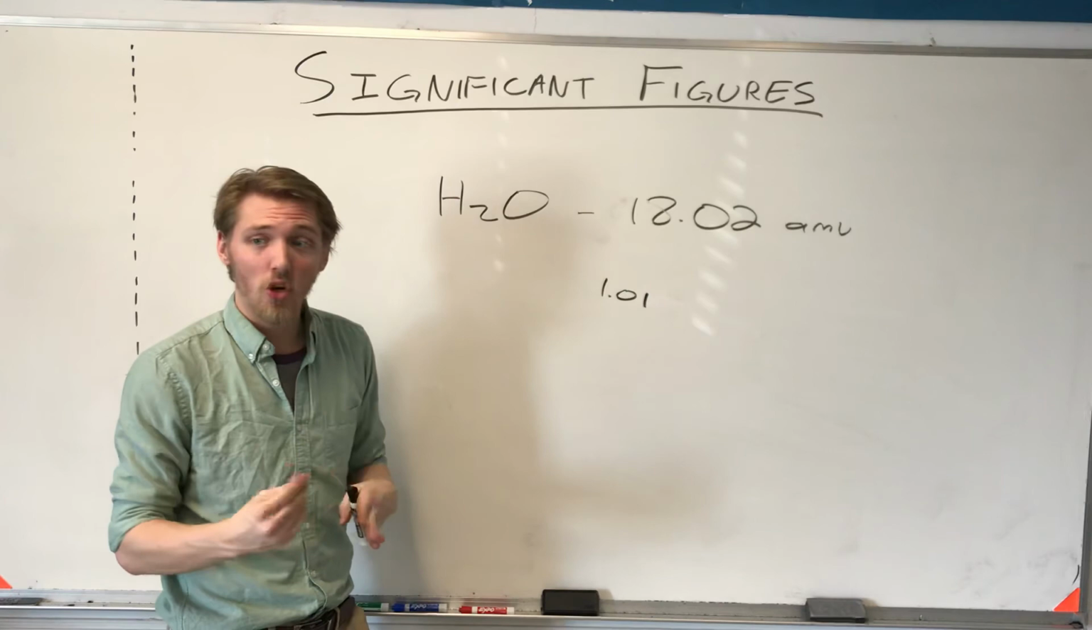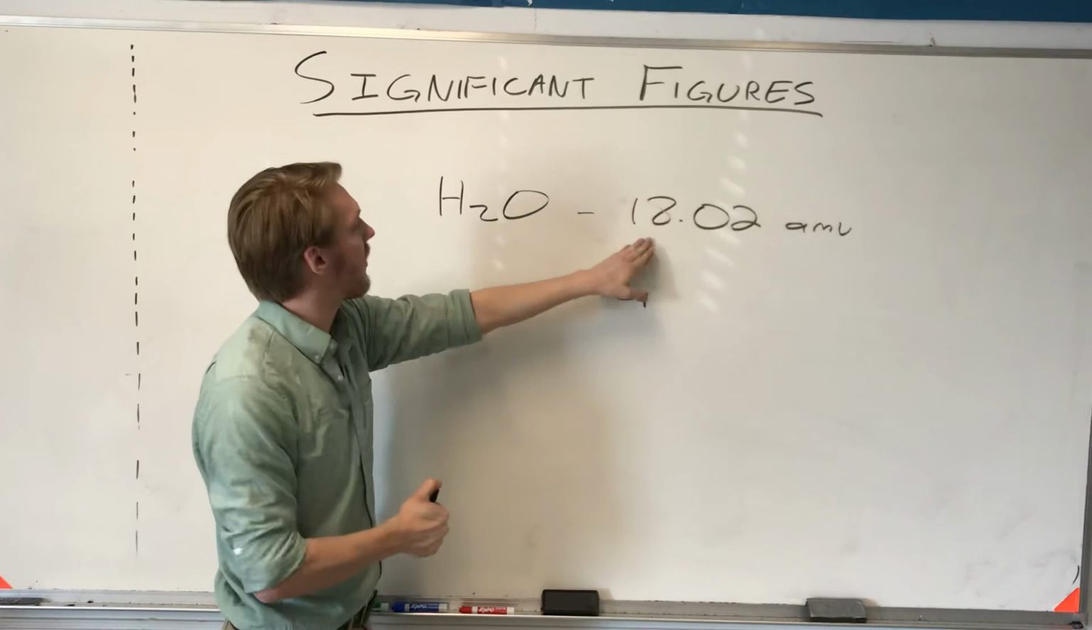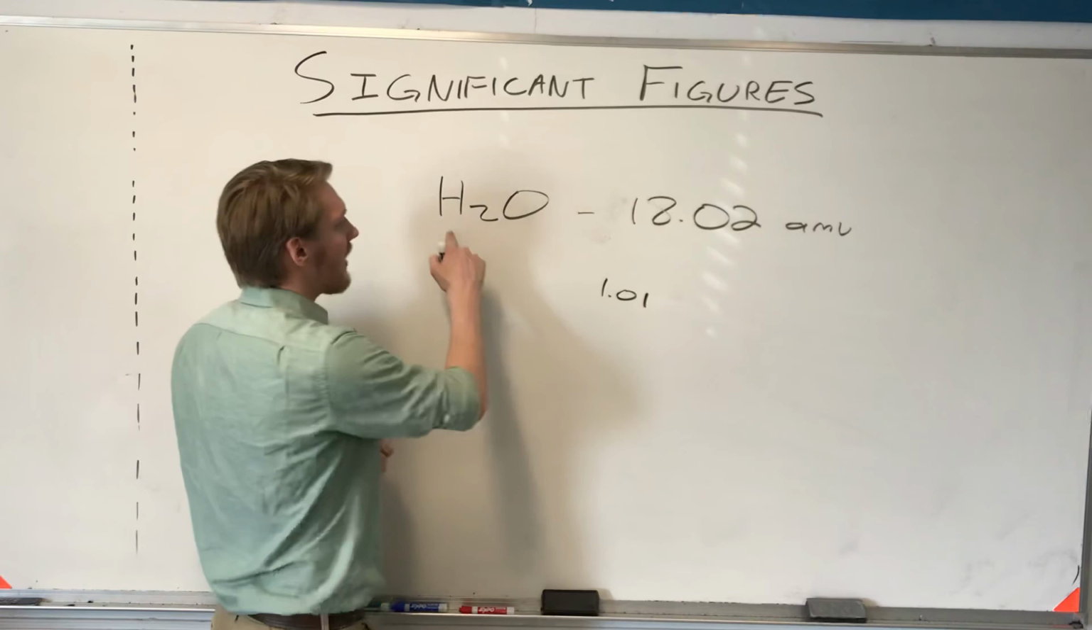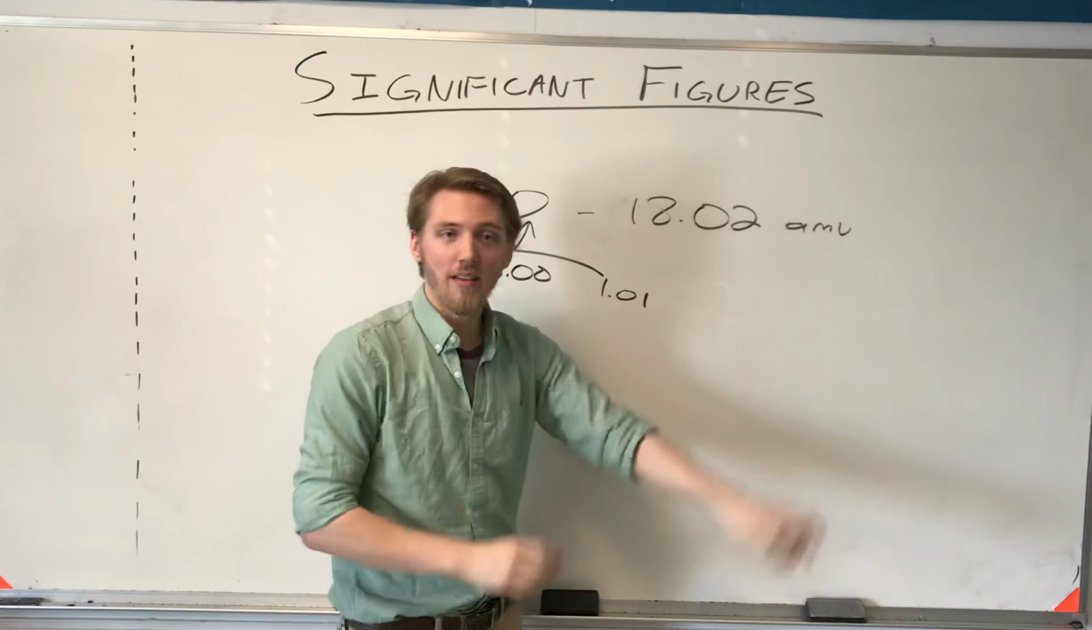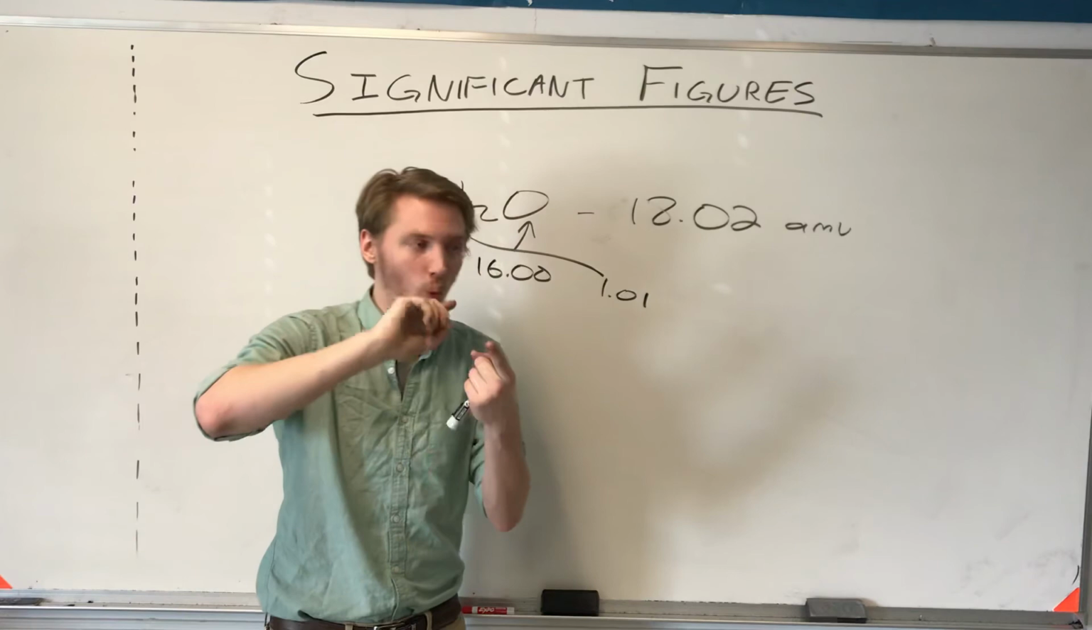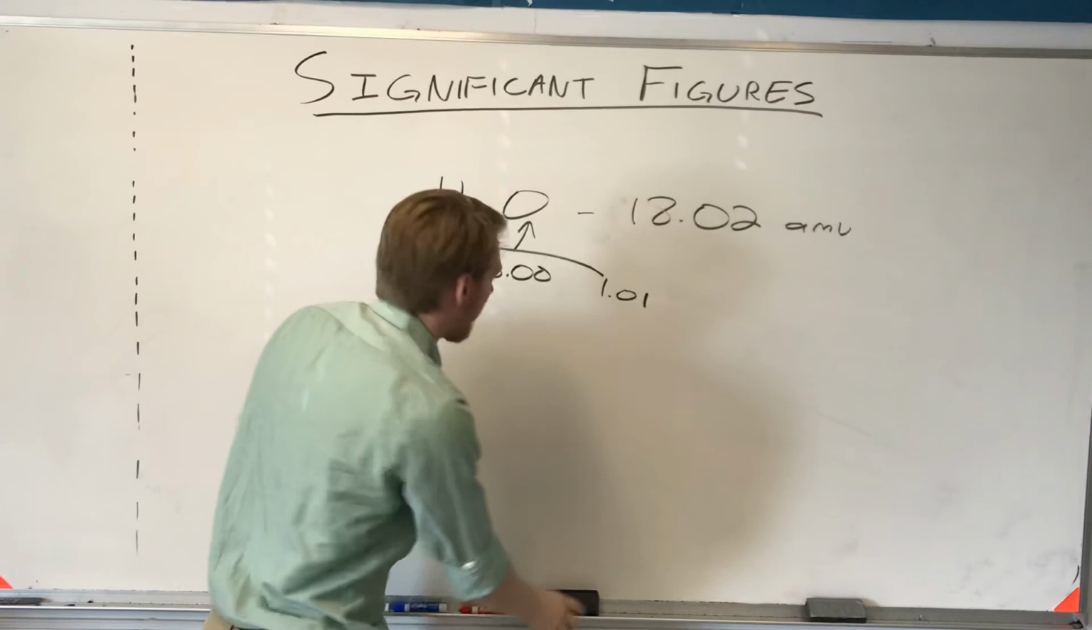So when I wrote the mass of water as 18.02, that's because each of these numbers, 1.01 and 16.00, for the mass of hydrogen and oxygen, respectively, both had two decimal places. And that's why I wrote it as 18.02. So you'll see this come up quite a bit. And so we're going to talk about what significant digits are, how to count them, and how to do calculations with them. So let me erase all this and start from scratch.